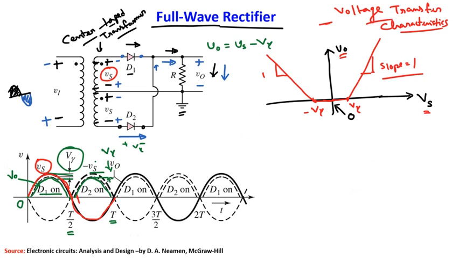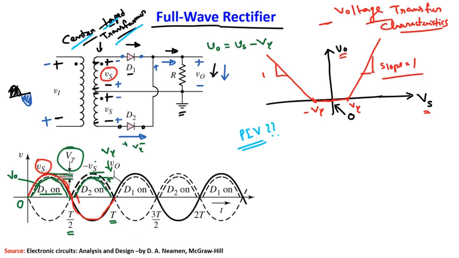Okay, let me pick another color to discuss another thing here. So far I hope that you have understood. So then what about this PIV for this full wave rectifier using this center tap transformer setup? So what is PIV? It is the peak inverse voltage. We need to find the maximum voltage that each diode will experience when the diode is not conducting, or the diode is in reverse bias, right?